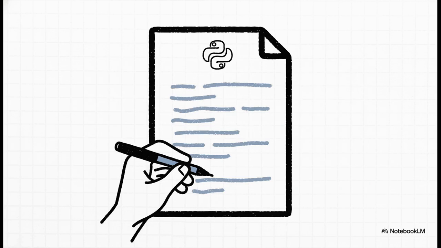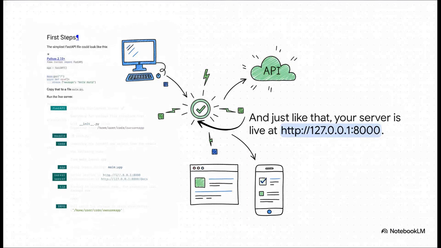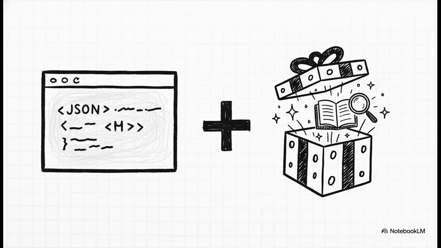All right, first step. Just write this simple code into a file called main.py. Step 2, pop open your terminal and run this one single command. That's it. And boom, just like that, your server is live on your local machine. Now check your browser at that address. You'll see this JSON response. It's working! But that's just the start.